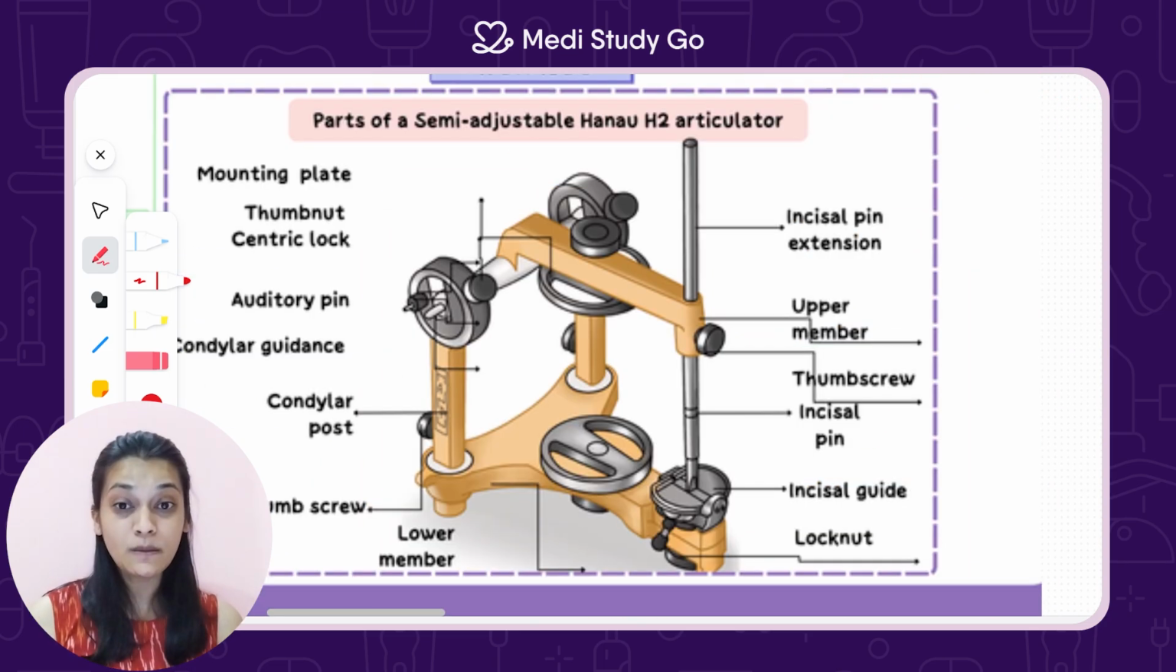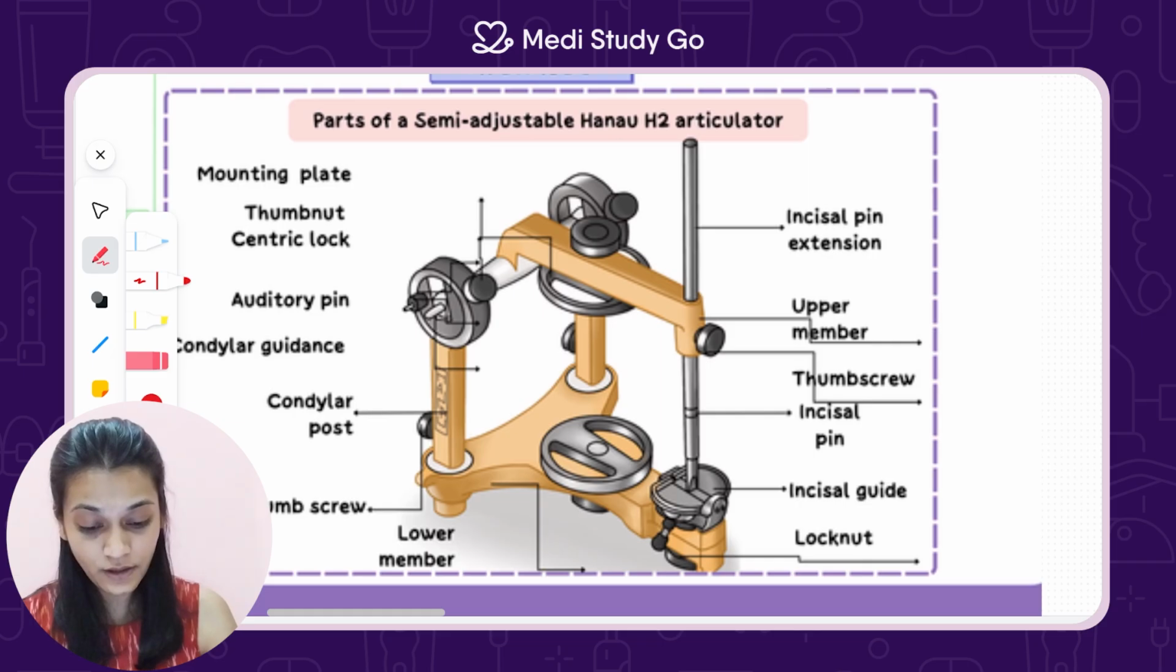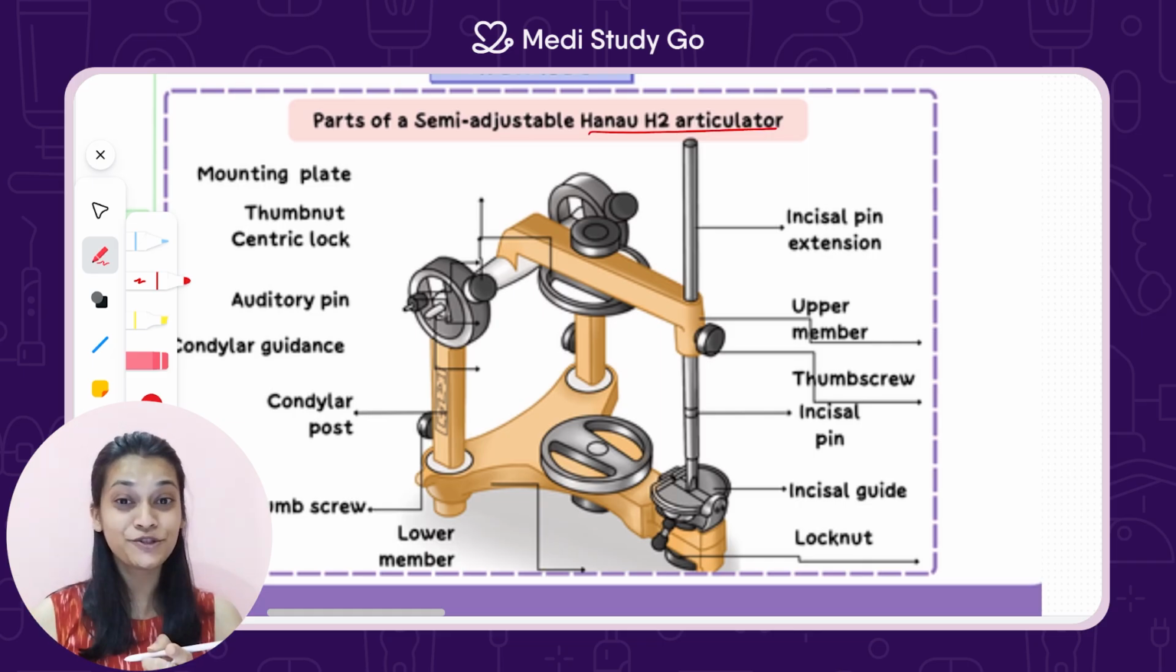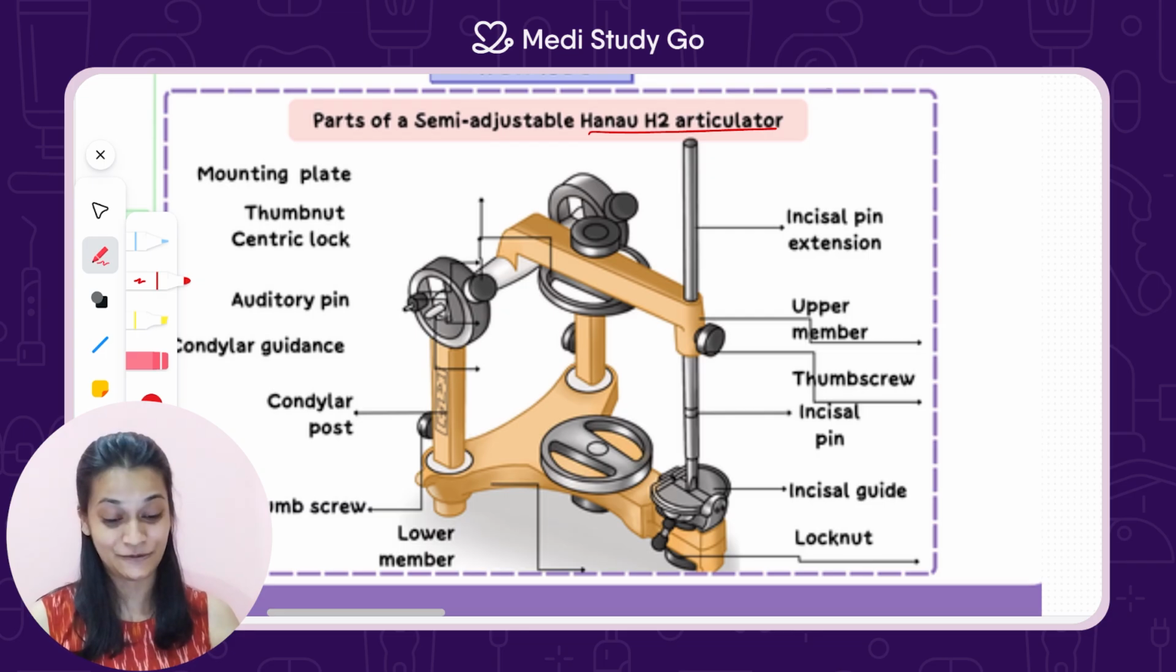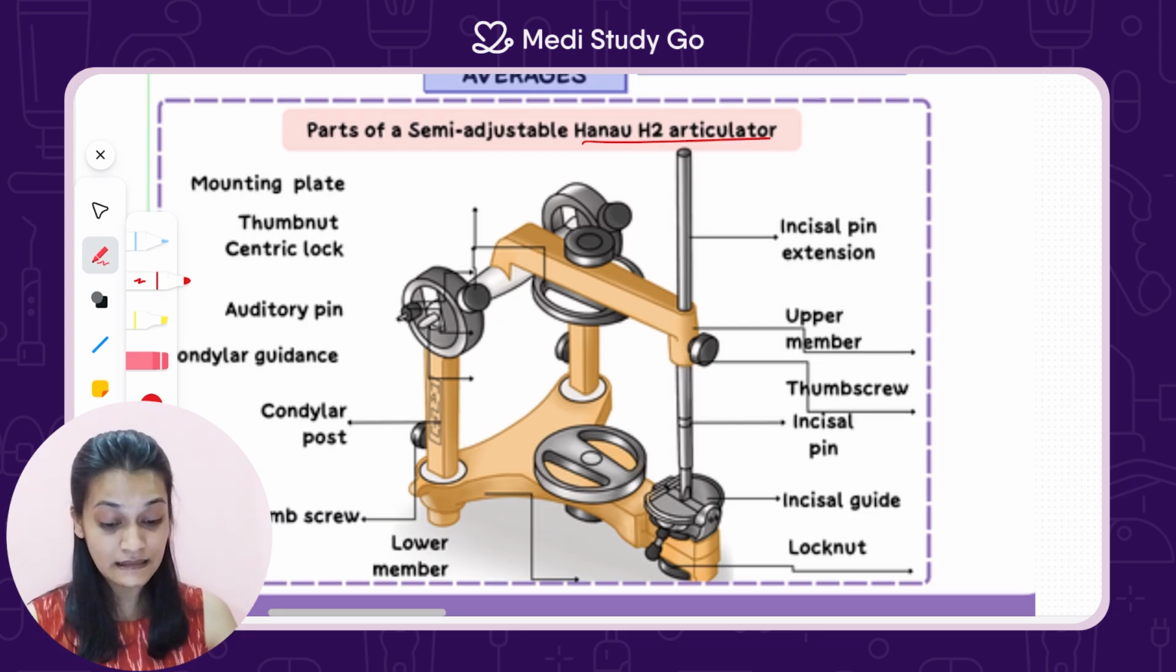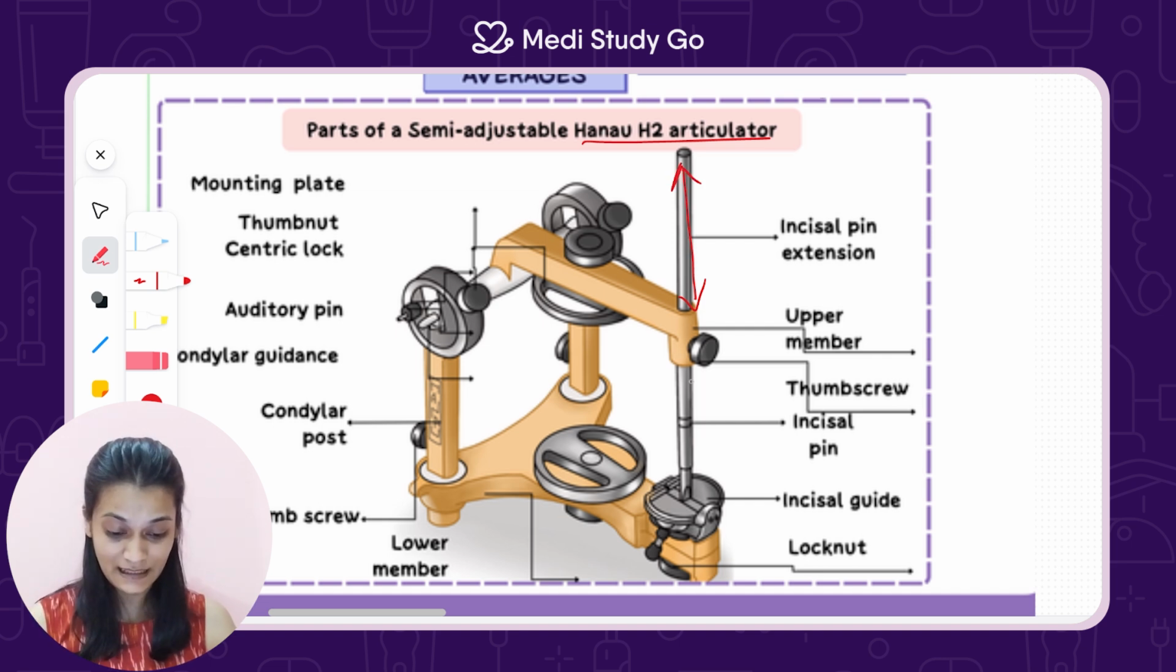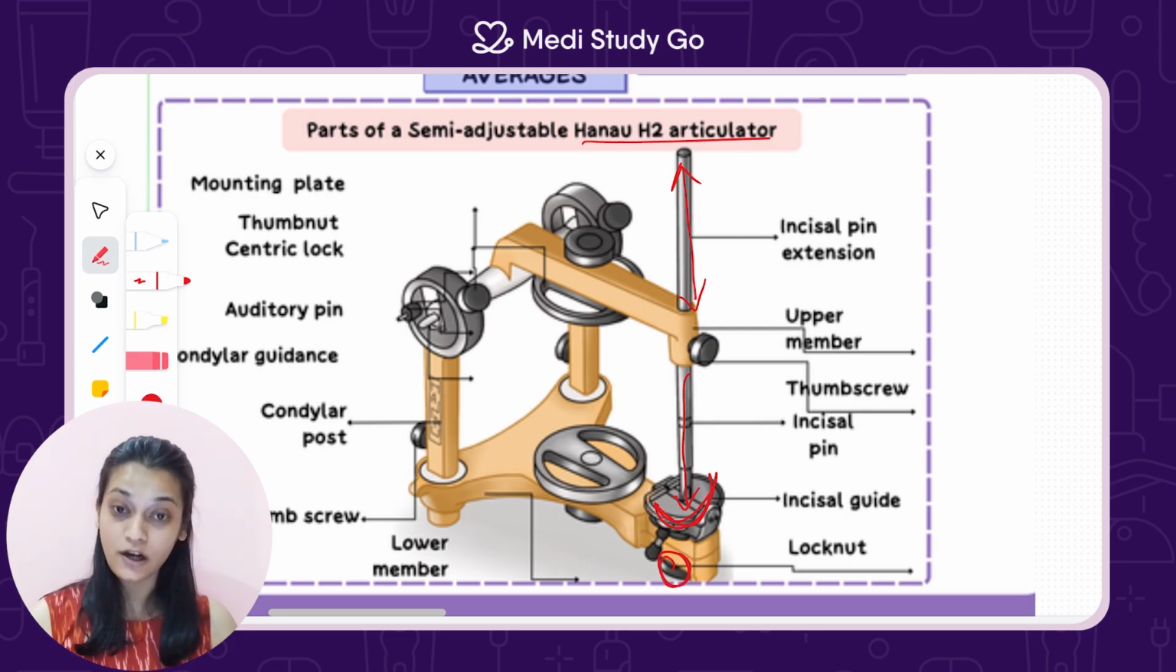So when I talk about the parts of the semi-adjustable articulator, we'll be discussing them now. If you are going to pursue post-graduation, this is one of the things you're going to invest time into. So first thing is the incisal pin extension. I hope you're able to see here, right? It extends till here. It lies on the incisal guidance and it is locked using the lock nut.